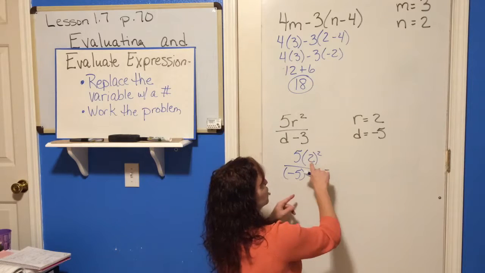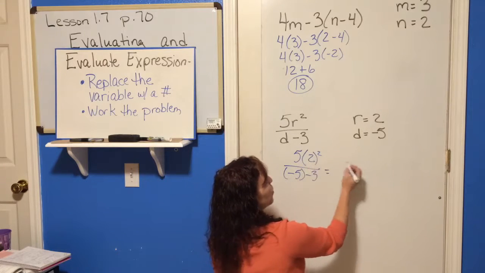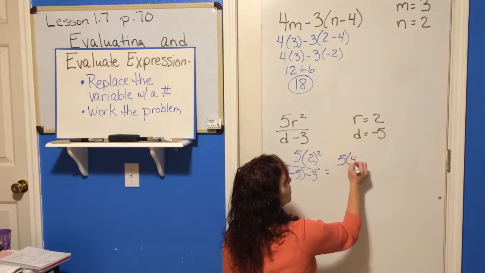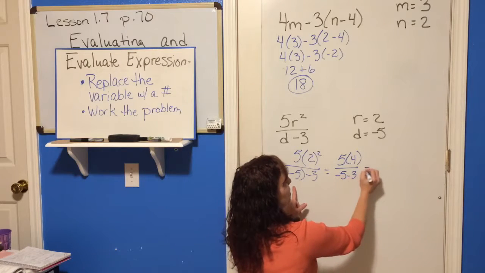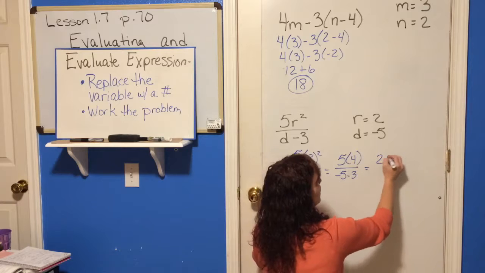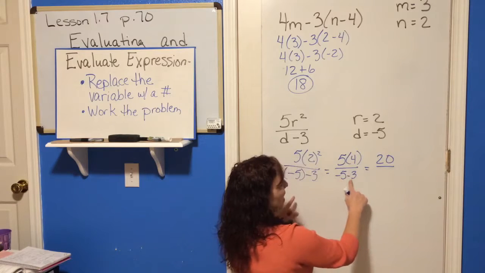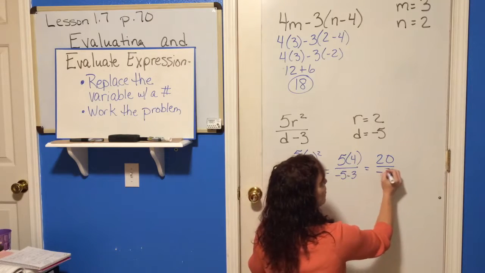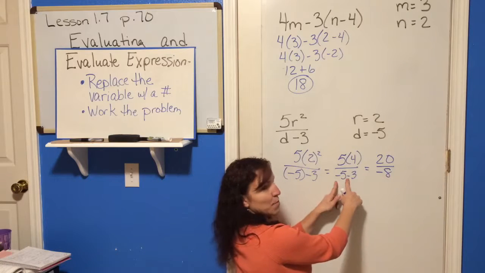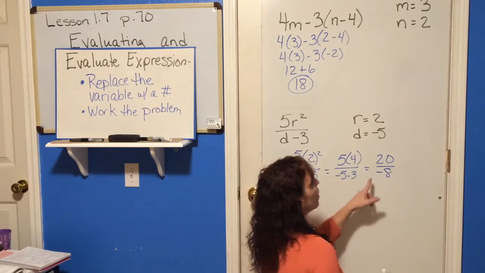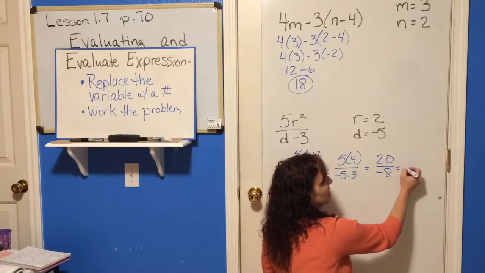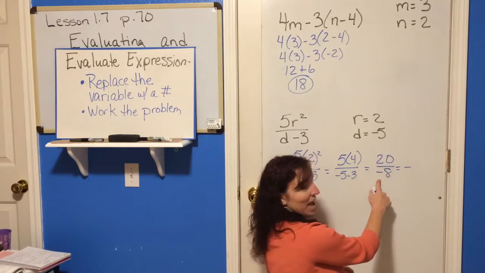So our exponents first, 2 squared is 4, so 5 times 4 divided by negative 5 minus 3. 5 times 4 is 20. Negative 5 minus 3 is negative 8 because the signs are the same. We add and keep that sign. And so now our final answer is going to be negative because we have a positive divided by a negative.